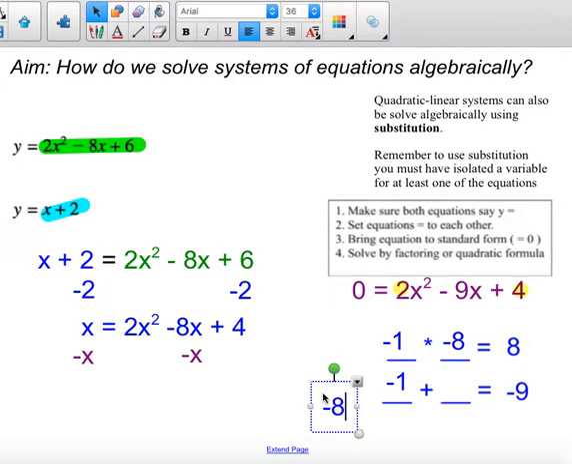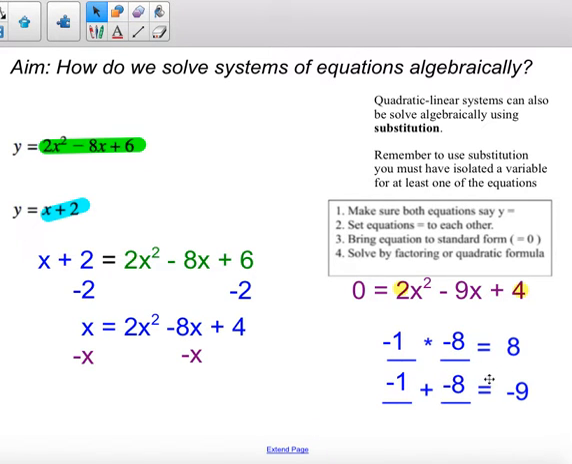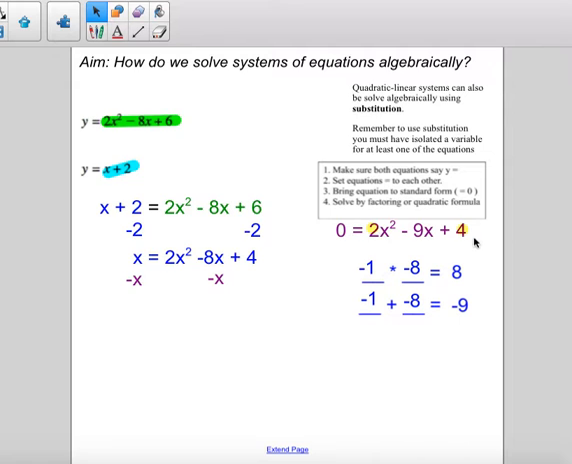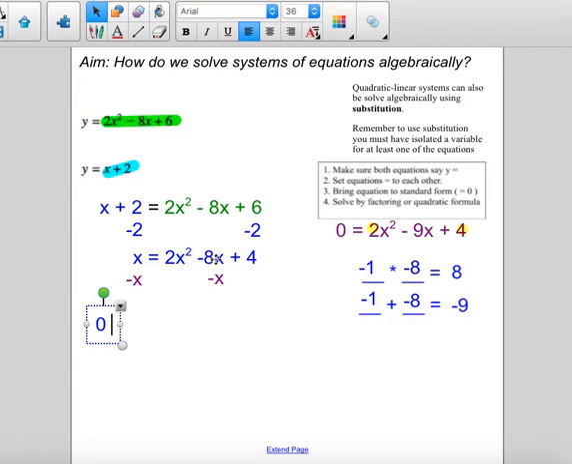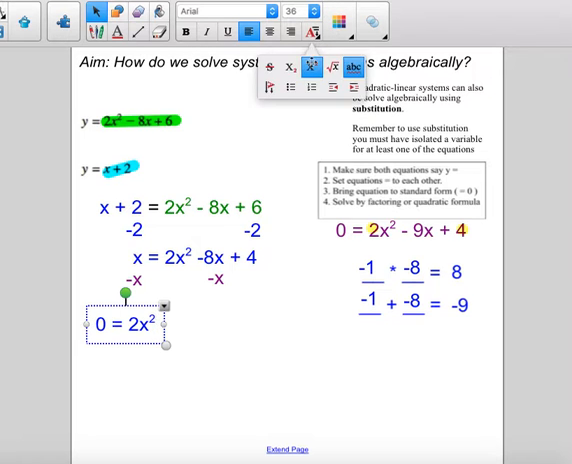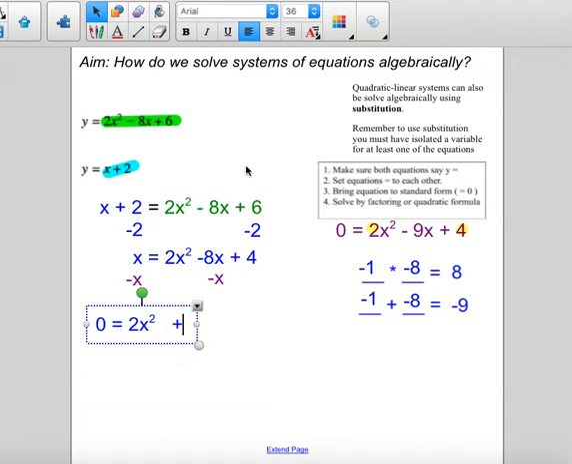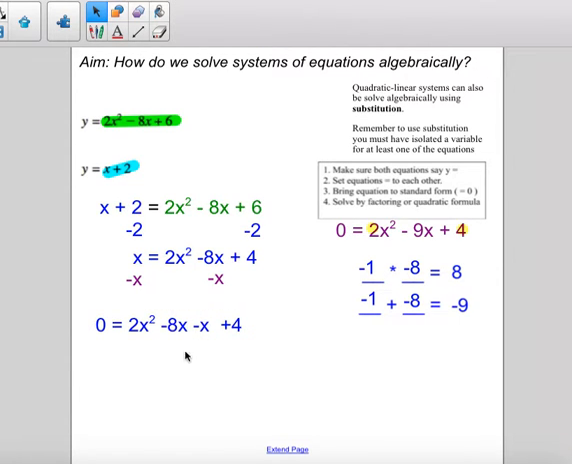So that works out. Now that we've got those two numbers, we're going to use them to break our equation into 4 terms instead of 3. We're going to leave our 2x squared alone, and we're going to leave our plus 4 alone. But that middle term of negative 9x, we're going to break into negative 8x and negative 1x. Which I can do because negative 8x plus negative x is negative 9x. So I haven't changed the value of my equation at all. I've only broken the pieces up.